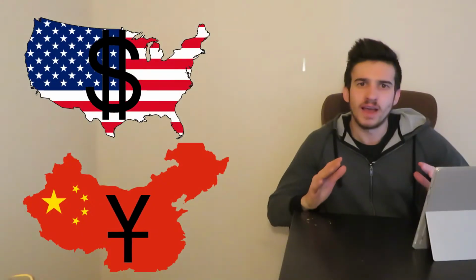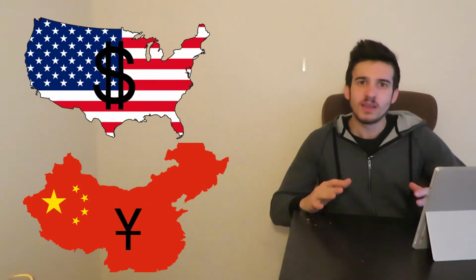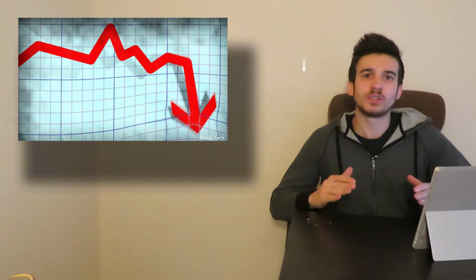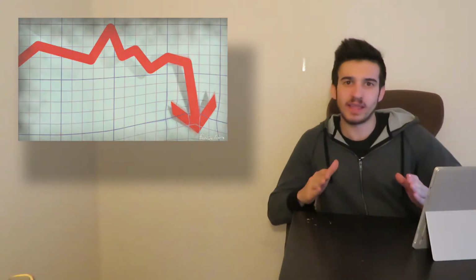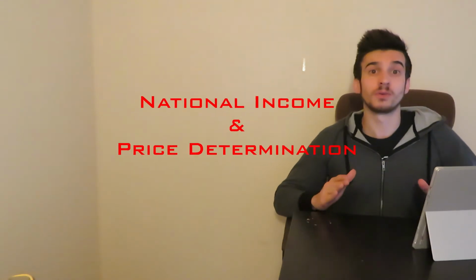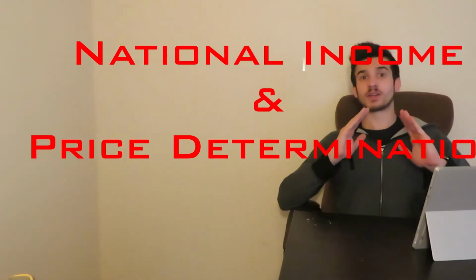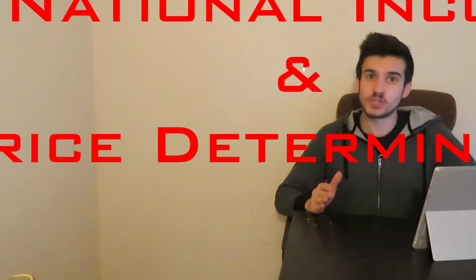How does a stall of economic activity in China impact the United States? How do things like the interest rate lead to a change in consumer spending behavior? How exactly do economists determine what will happen in a short run versus long run economic scenario? Well, all of those questions will be answered for you in this week's review on national income and price determination.